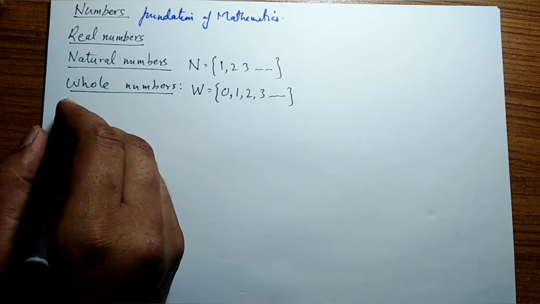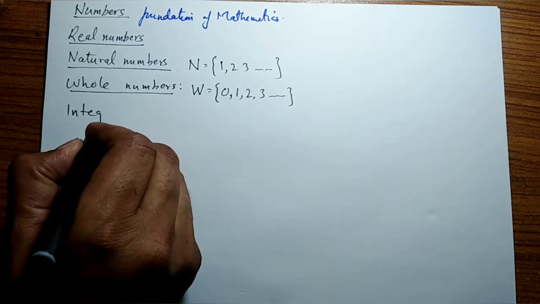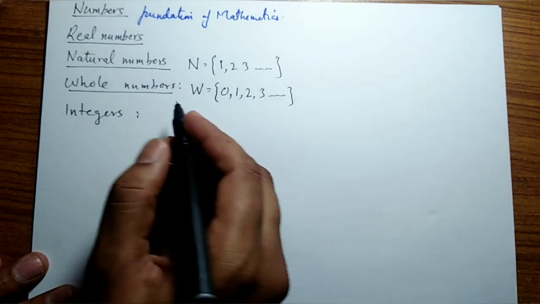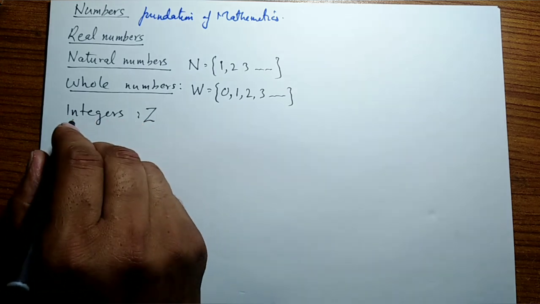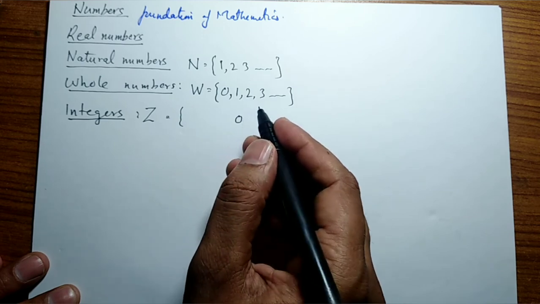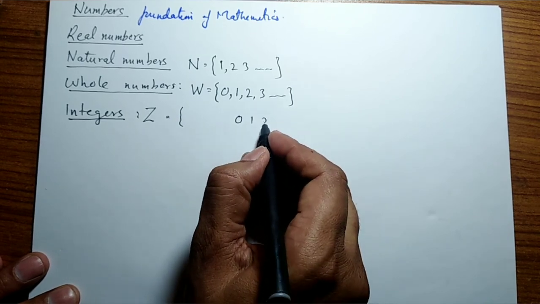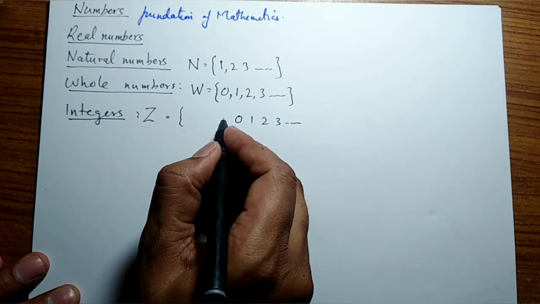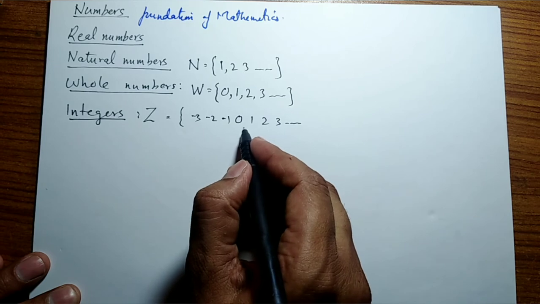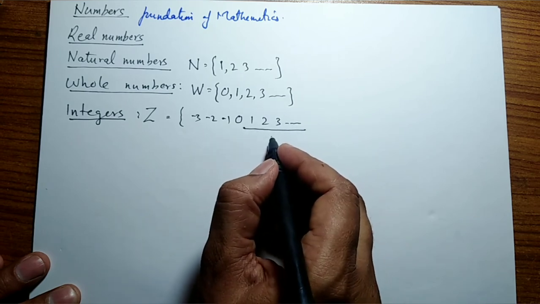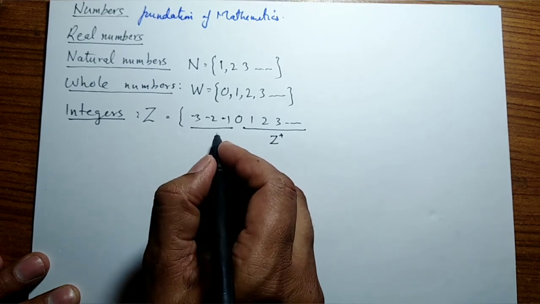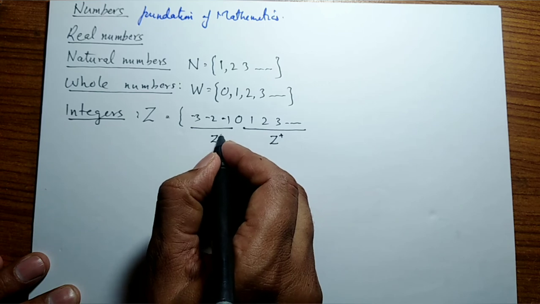And the third set, that is the set of integers. Integers are represented with a Z, and they include the numbers on both sides of 0: 0, 1, 2, 3 and so on, and on the left side -1, -2, -3. So this set of numbers is considered to be positive integers, and this set of numbers on the left side of 0 is called negative integers.